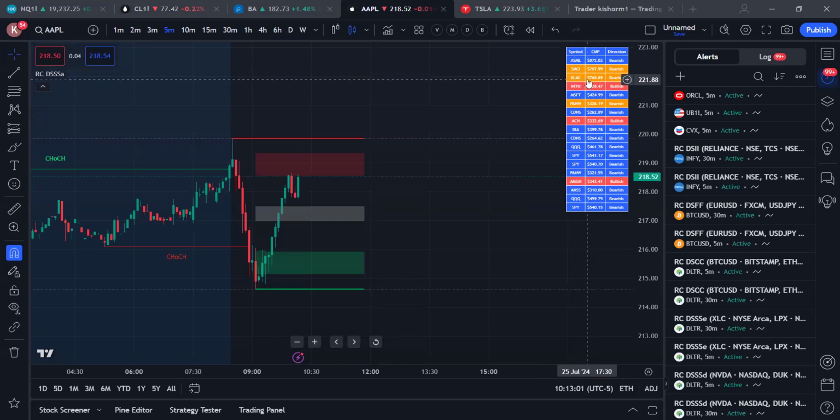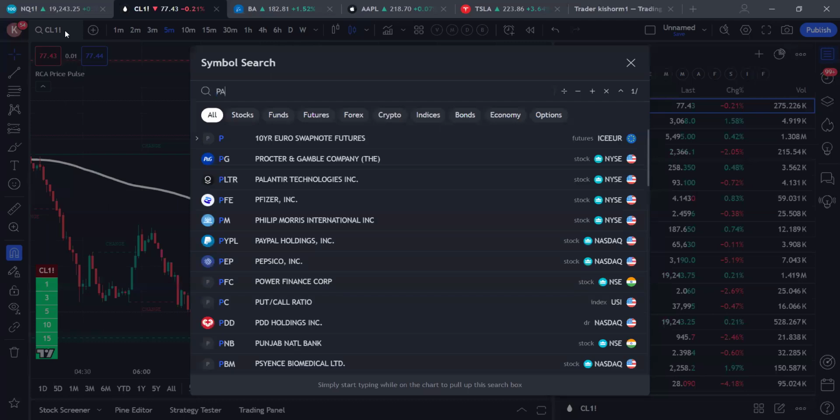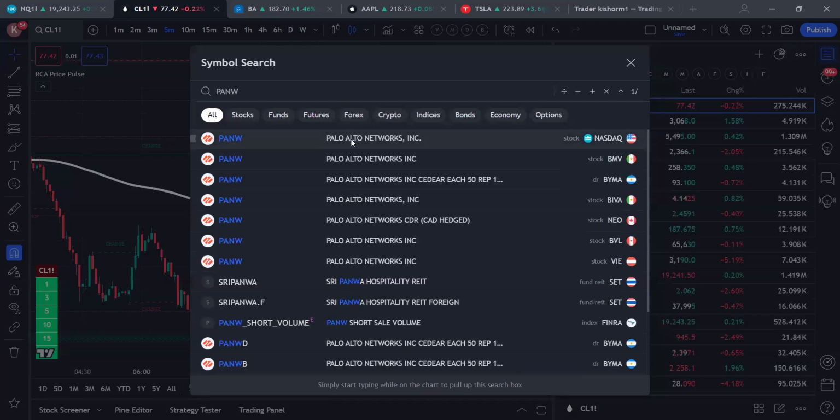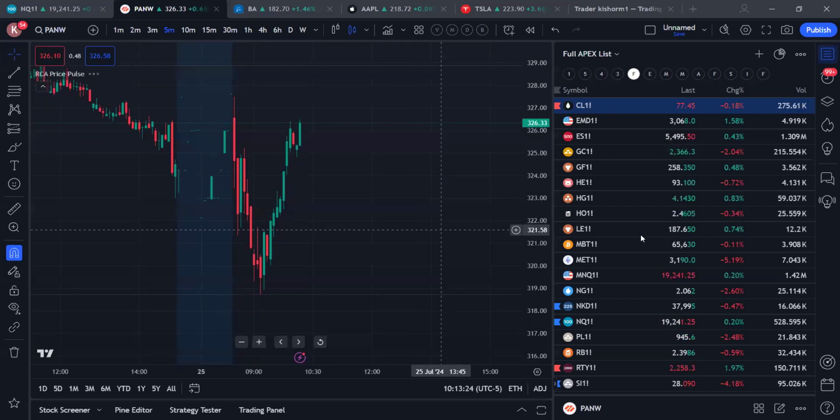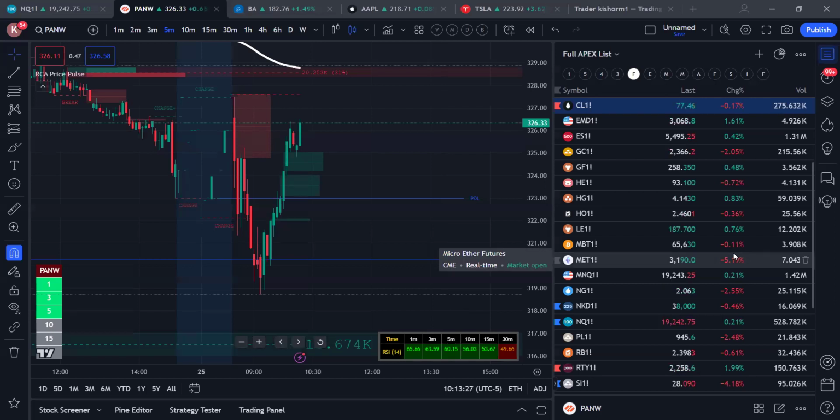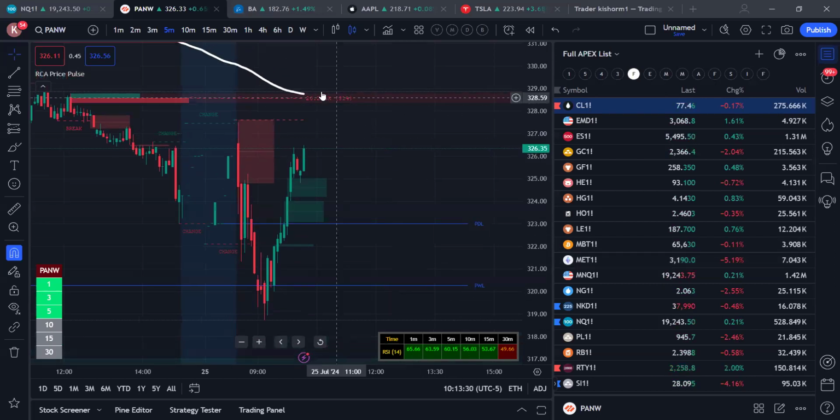SMCA is in orange, KLAC, PANW is in orange. So like that, there will be plenty of opportunities every day. Whenever the scanner gives the opportunity, we have to go here, right? For example, PANW, Palo Alto. Maybe if it goes to this 328 zone, there is an EMA 200 resistance, there is a big sell order block. Then price can come all the way down. So better we just wait for another one or two candles and then take the shots.